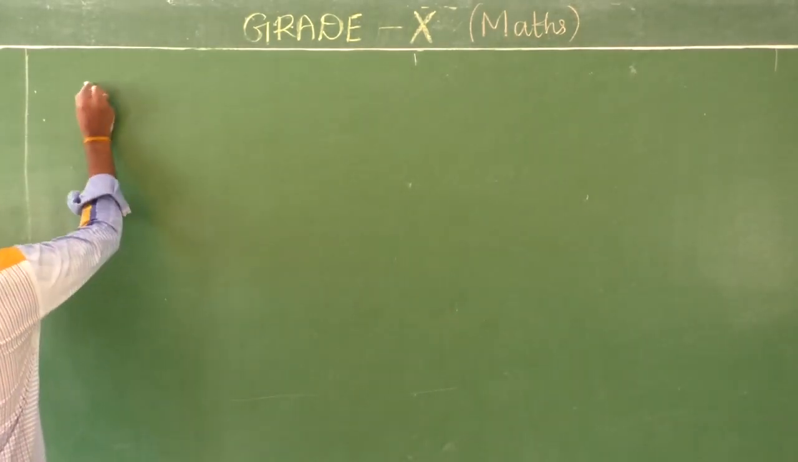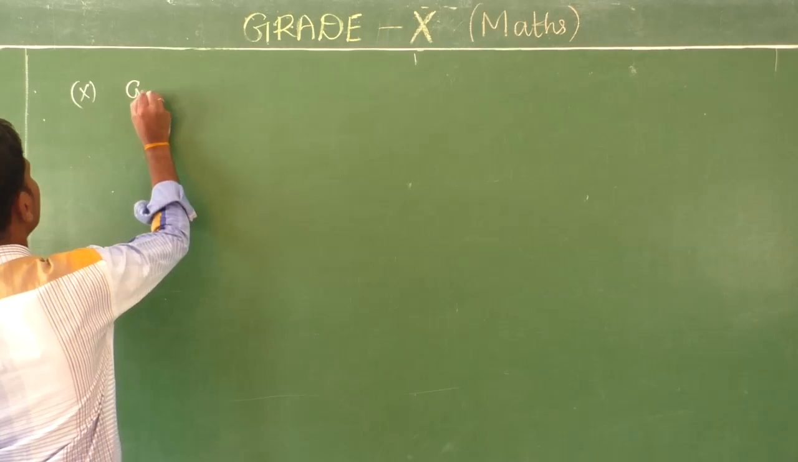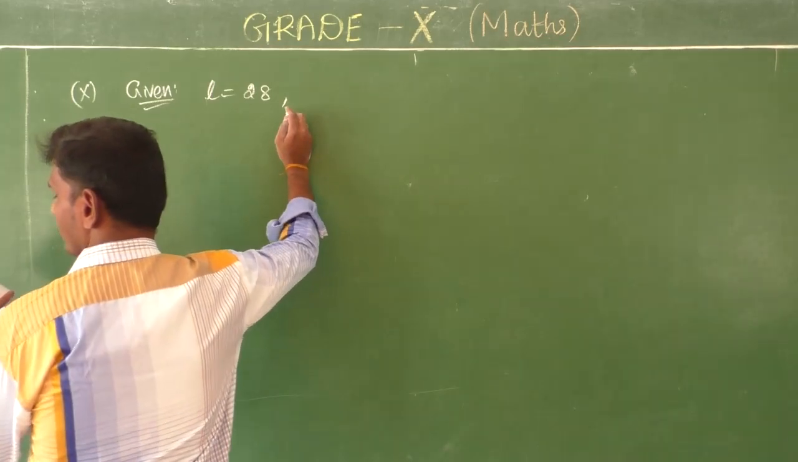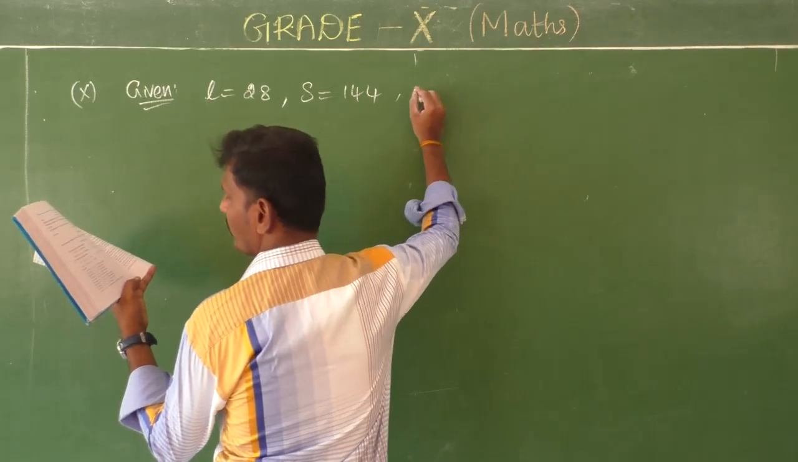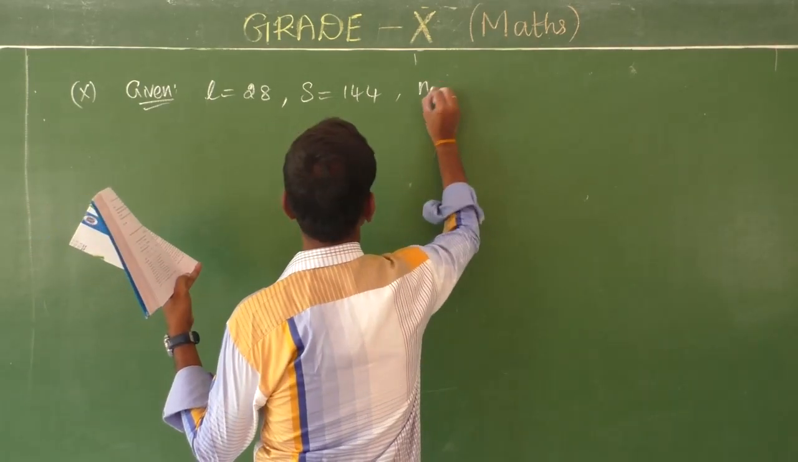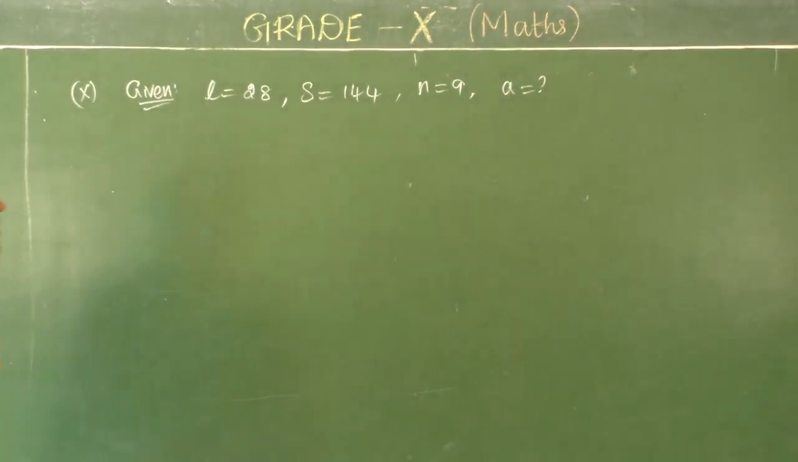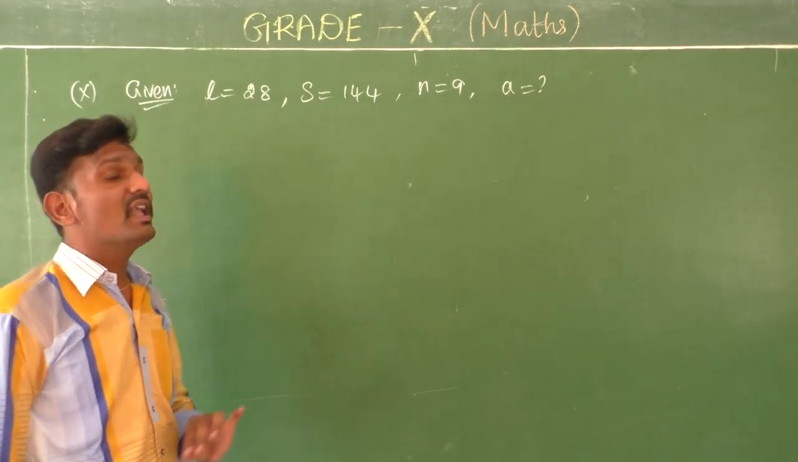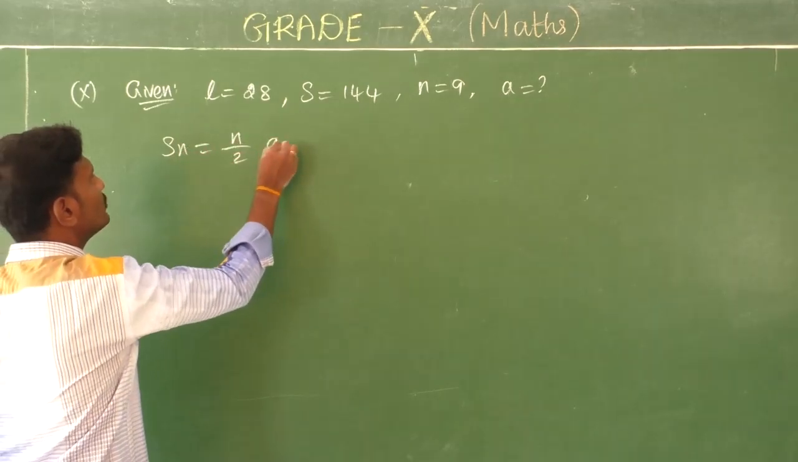Now finally I am giving you the 10th question for this model. So 10th question, what are the given? L equal to 28. Given L equal to 28. Then S equal to 144. And what are we going to find? And there are 9 terms. So n also is given, that is 9. So we need to find the first term. We need to find that first term. So students, this is very simple. Listen. You have L meaning last term, and you have n and Sn. You have the formula Sn equal to n by 2 into a plus L.